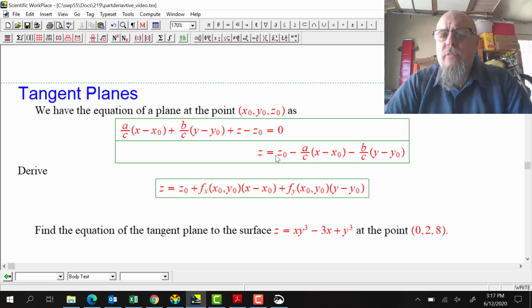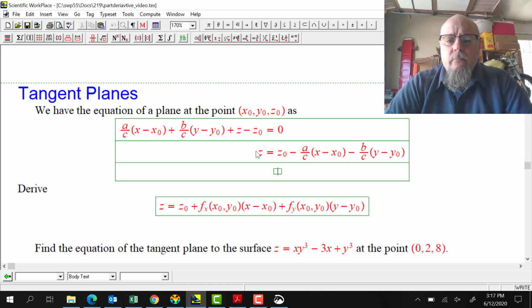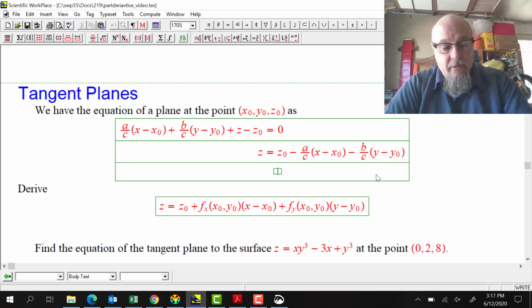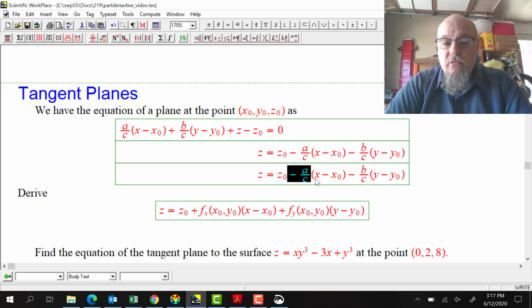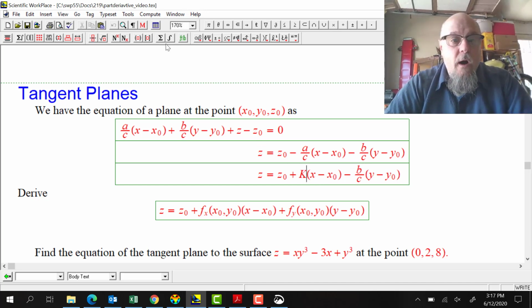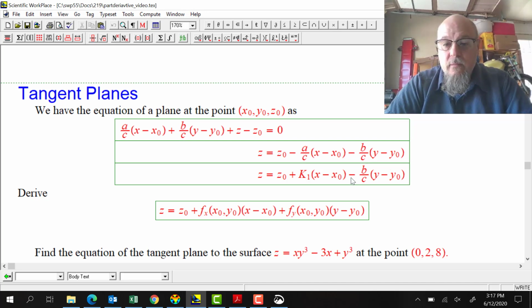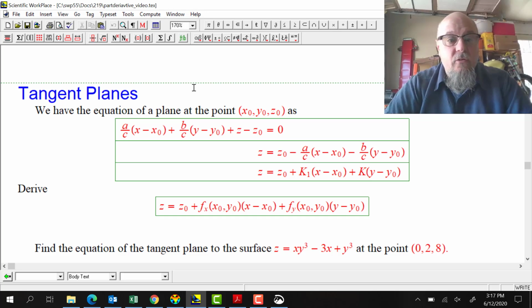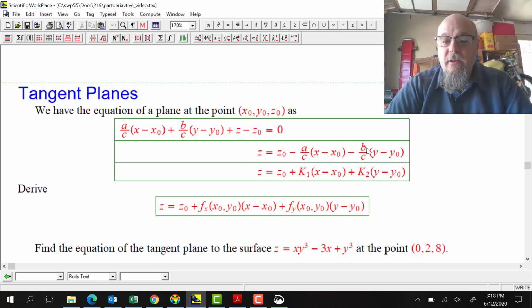Actually, let's do this first, because there are a lot of parameters in here, more than I need. So this, minus a over c, I'm just going to call plus k1. What's k1? It's a number. This one I'm going to call plus k2. What's k2? It's another number. I know that k2 is minus b over c and k1 is minus a over c, but right now I just want to stick with this form. There's the equation of the tangent plane. Well, no, it's just the equation of a plane right now that goes through the point x naught, y naught, z naught.